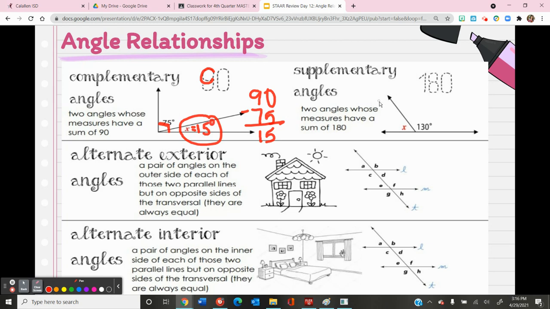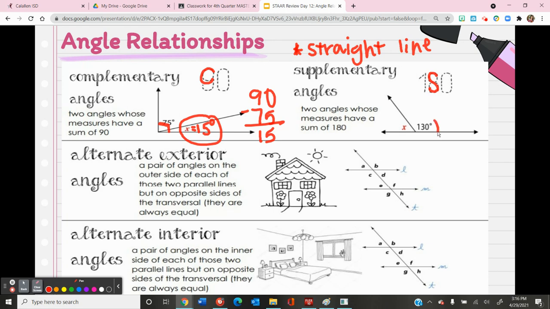Then we also have supplementary angles. Here these are two angles whose measures have a sum of 180 degrees. Here they form a straight line. In the number 180, you can see an S. That'll help you to remember it forms a straight line.